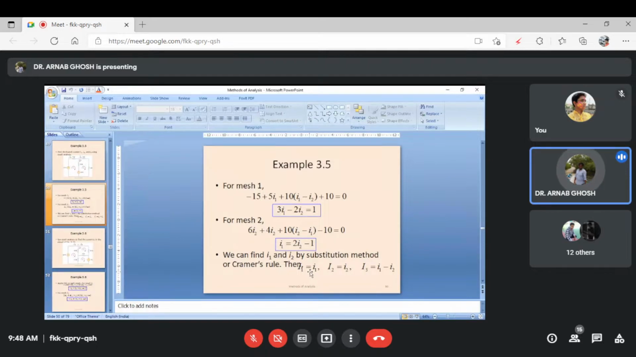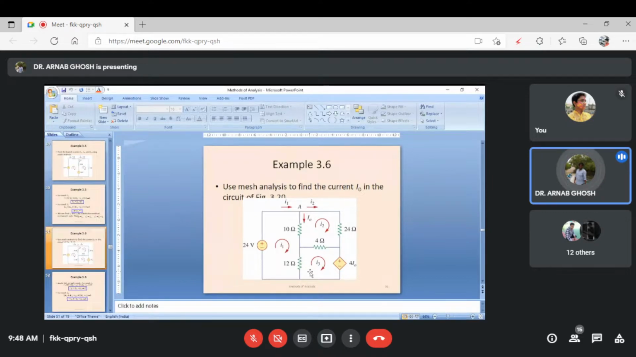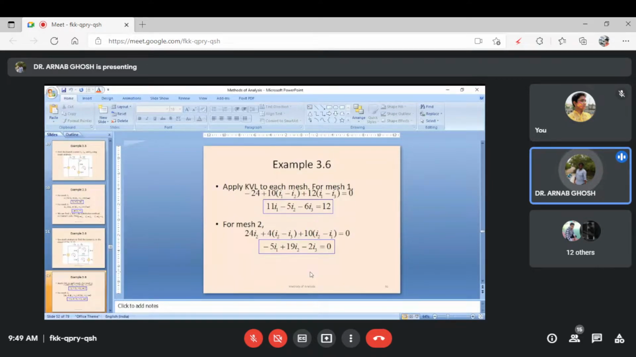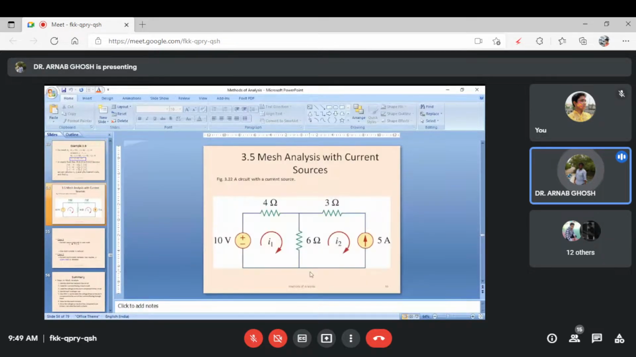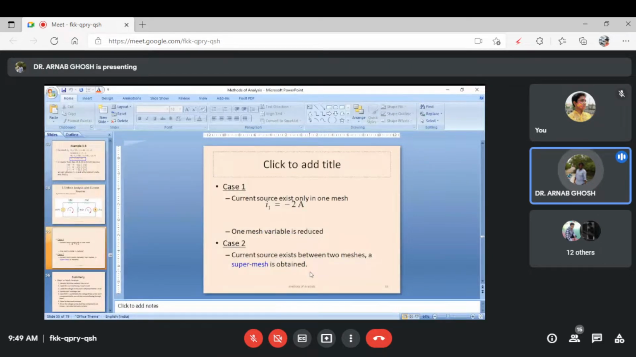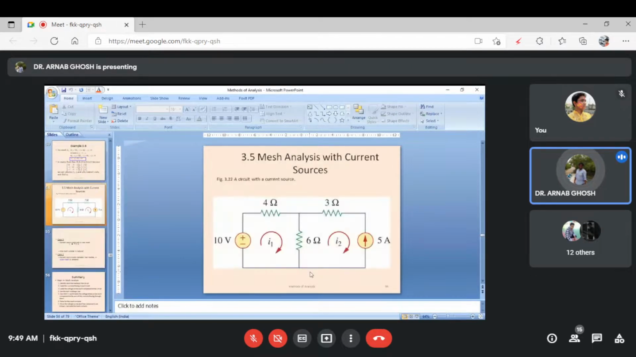Then again you find the values, and you can calculate it by substitution method, by simultaneous equations, or by the matrix method, whichever is easier for you. So these are a few more examples that we discussed last day. I am not going through them again. I have shared this. You can go through them, and if you have any doubt, you can ask me. What I will move on to next is what happens if there is a current source for mesh analysis.